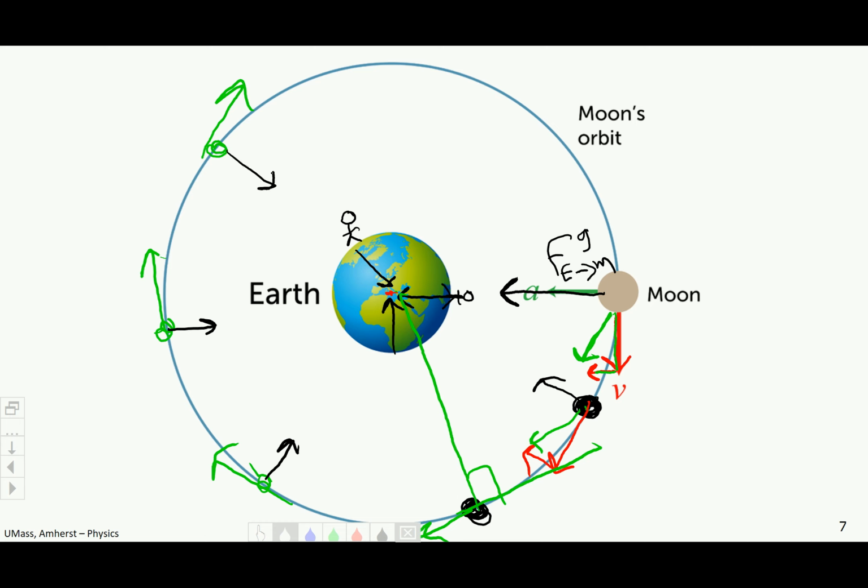So indeed, the moon is in free fall. It is, quote unquote, falling towards the Earth, but because it already has some velocity, the force only changes the direction of that velocity. So that is how we end up with an orbit.